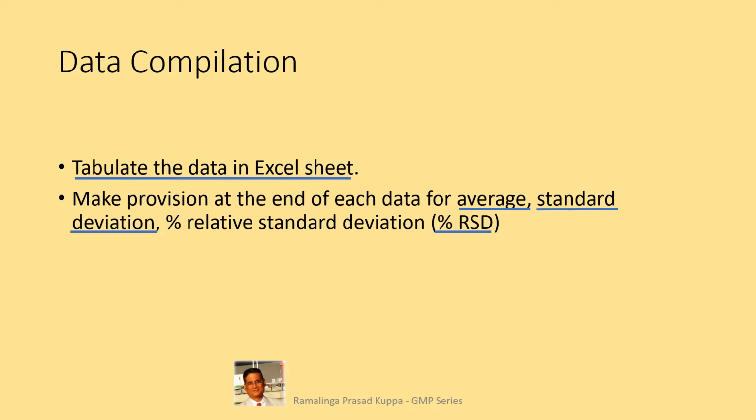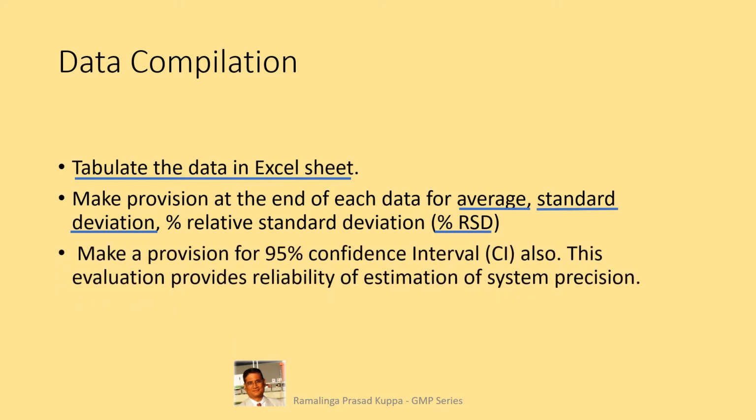You have to record the numerical values for evaluation. At the end, make provision for these items which are very useful for evaluation. Make a provision for the 95% confidence interval, CI, also. This evaluation provides reliability of estimation of system precision. Confidence interval also should be available for evaluation. Let us understand more in the coming slides.